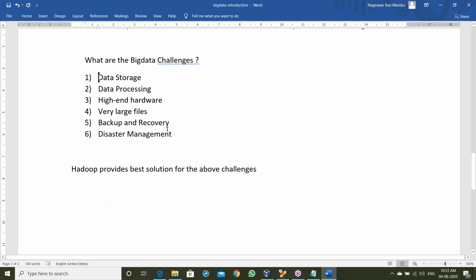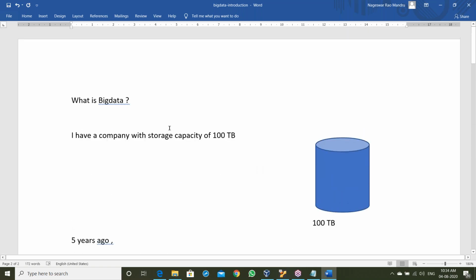We have other challenges also, which we'll see next. These are the main challenges. Hadoop provides the best solution for the above challenges. Now the question is, what is Hadoop? First, what is big data? It's clear.